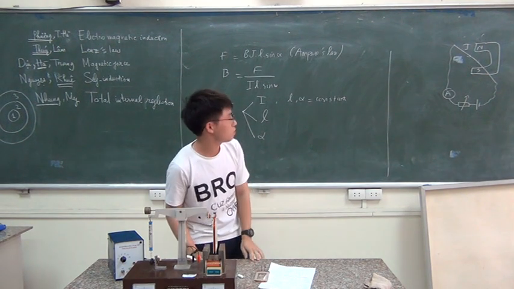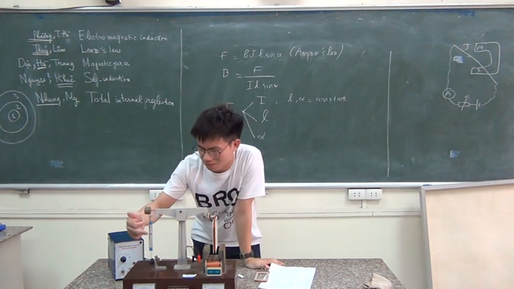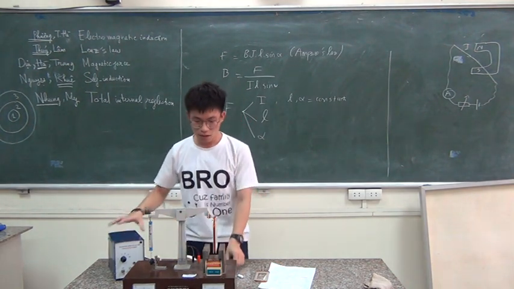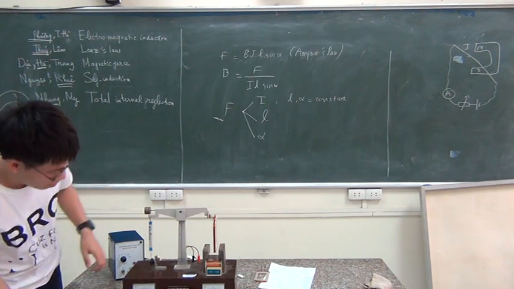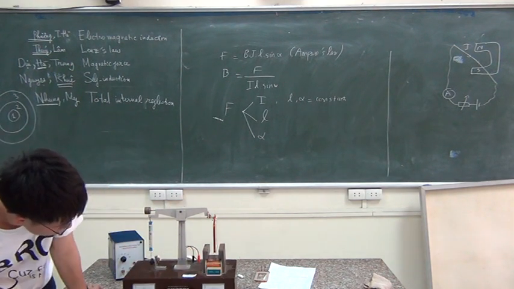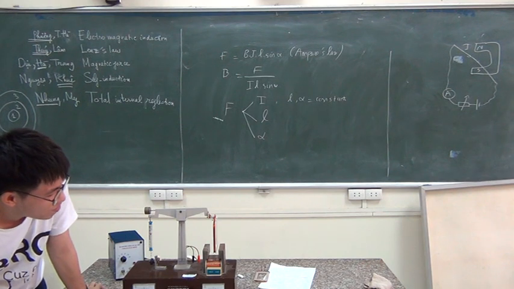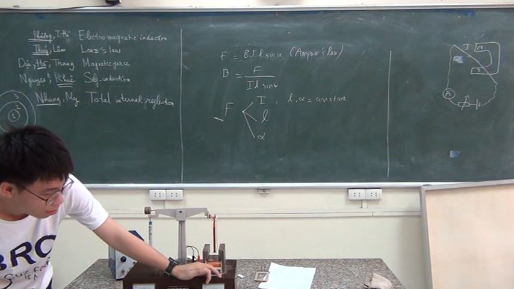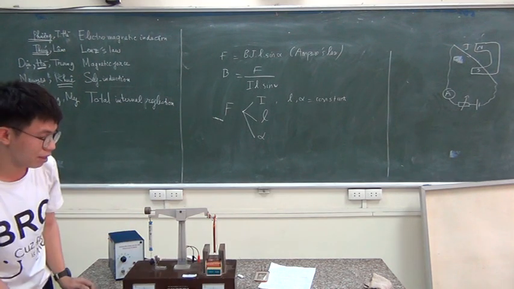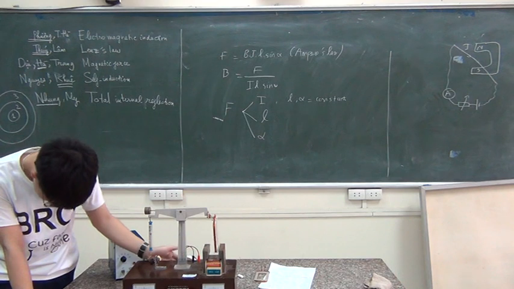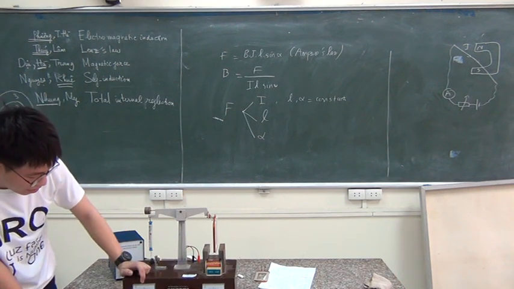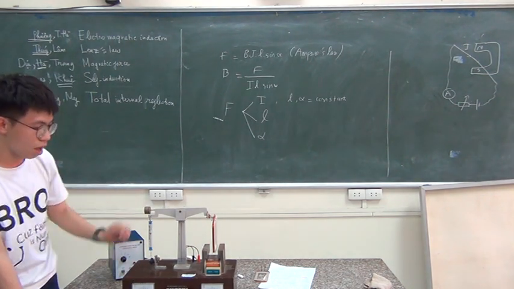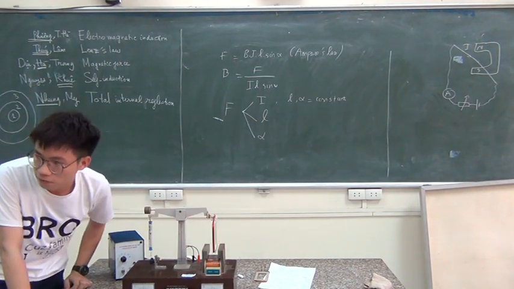And to measure the force, we use a dynamometer, and this is a source. And as you can see, there are two ammeters. The first one is to read the magnitude of the current in the electromagnet, and the second one is to read the magnitude of the current going through the loop.